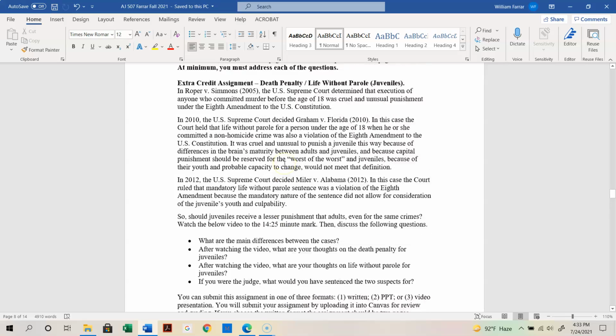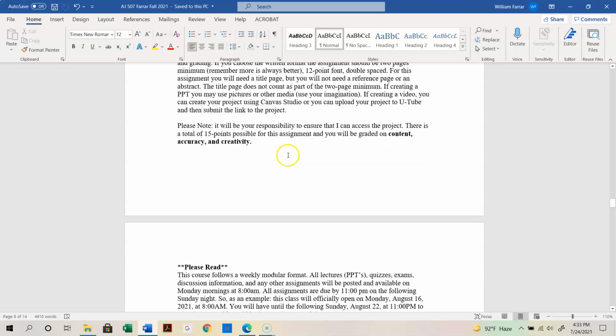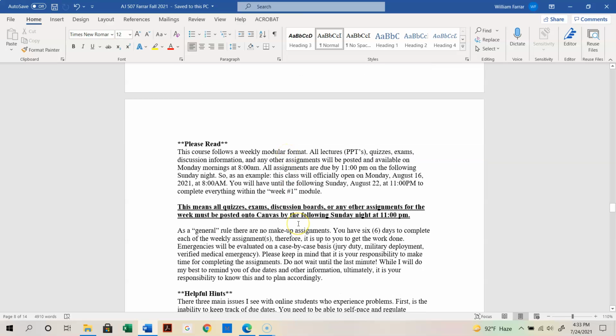Your extra credit assignment doesn't have to be written, but it can be submitted written. You can do a PowerPoint on it, or you can even do a video presentation. You can decide how you want to do that if you decide to do the extra credit. All right, so now just to kind of sum it up, and then we'll look at the schedule, and then we'll jump into the course canvas.